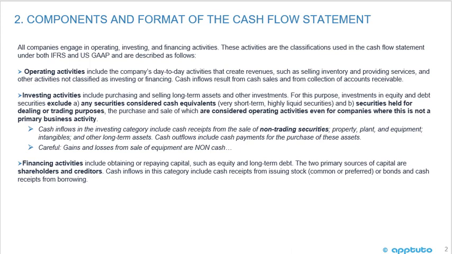So you just have to be a little bit careful with the cash flows for investing with regards to cash equivalents and securities held for dealing or trading purposes. Cash inflows in the investing category include cash receipts from the sale of non-trading securities, property, plant, and equipment, intangibles, and other long-term assets. Cash outflows include cash payments for the purchase of these assets.